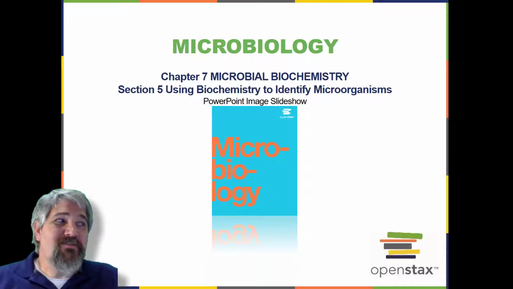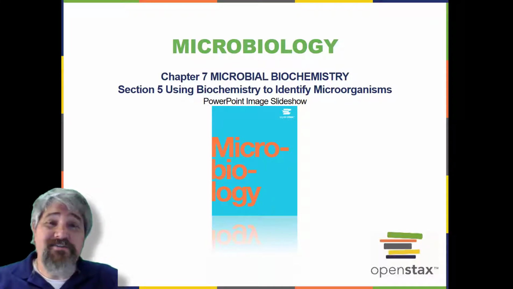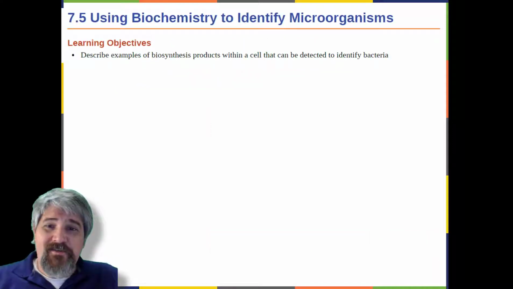Welcome to Chapter 7, Microbial Biochemistry, Section 5, Using Biochemistry to Identify Microorganisms. Learning objectives: Describe examples of biosynthesis products within a cell that can be detected to identify bacteria.